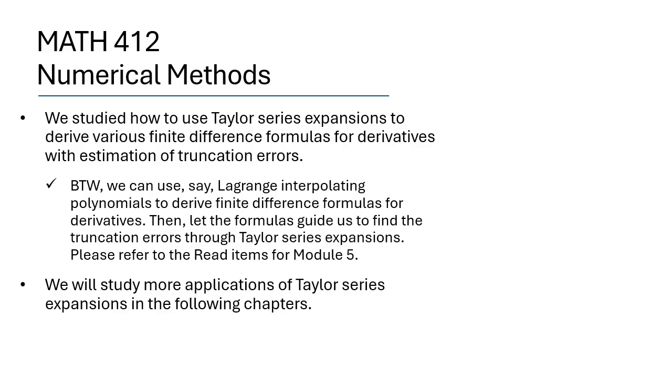So if you use a Lagrange interpolating polynomial to derive a formula, that's good. Then you use that formula as guidance, and now you manipulate with Taylor series expansions again, and you can get the truncation error. So in module 5, you have some reading items. Please read them.